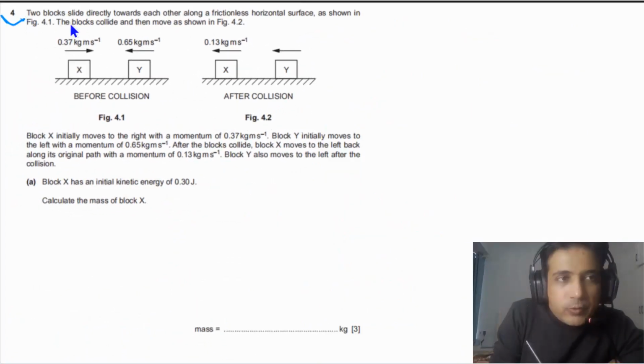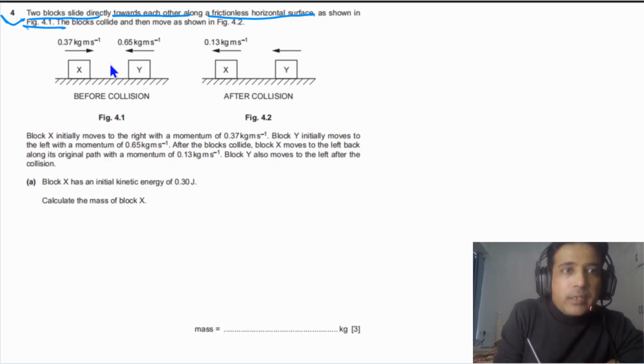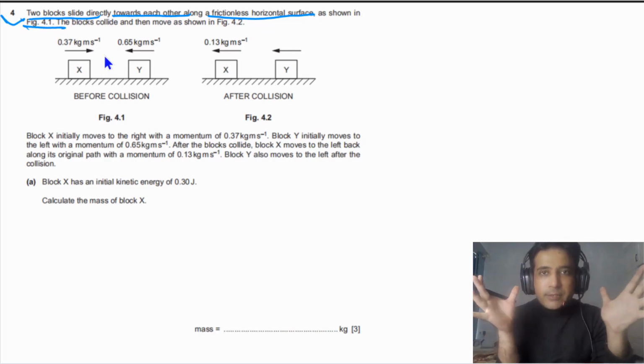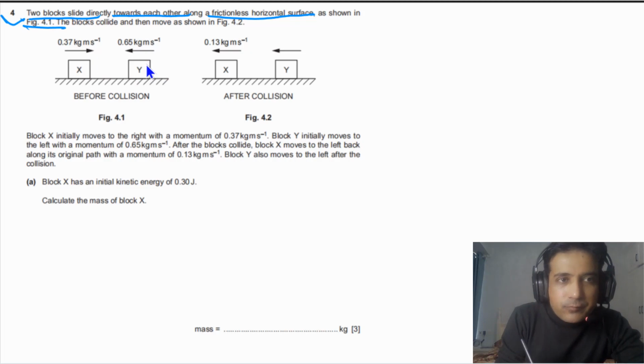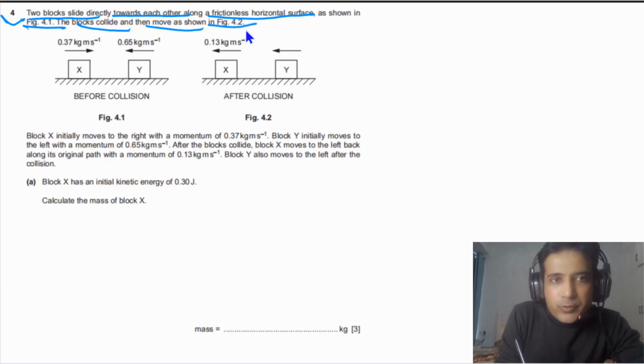For question number 4, it is given to us two blocks slide directly towards each other along a frictionless horizontal surface as shown in figure 4.1. So these two blocks are sliding towards each other and the surface is frictionless. The blocks collide and then move as shown in figure 4.2. So we can see in figure 4.2 block X starts moving backwards to the left and block Y continues moving to the left, and the momentums are given to us.